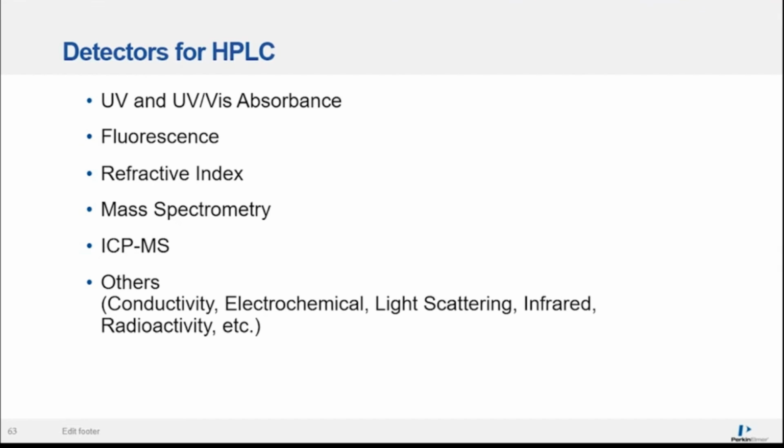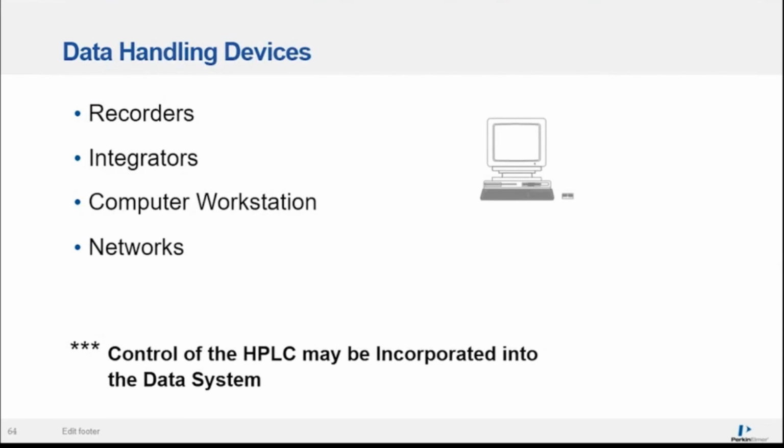Of course, the final piece is you need to have a data handling system, some way to look at your chromatogram. This could be a strip chart recorder, it could be an integrator or a workstation, or it could be a full-blown network with all kinds of security. Again, we're not going to spend any time talking about this here. There have been many dedicated webinars already talking about data handling systems, but the bottom line is you need to see your chromatogram, maybe you need your retention times, and maybe you need your peak areas and quantitation and reports.